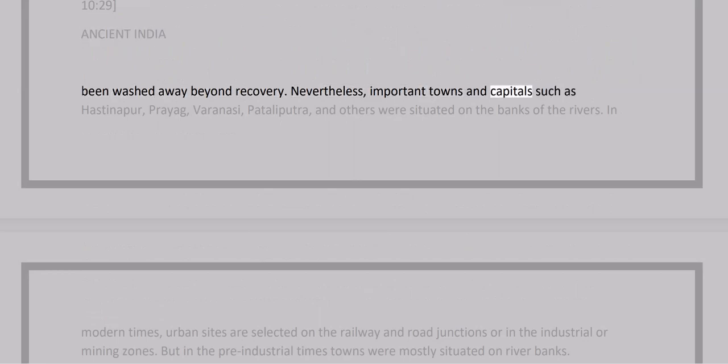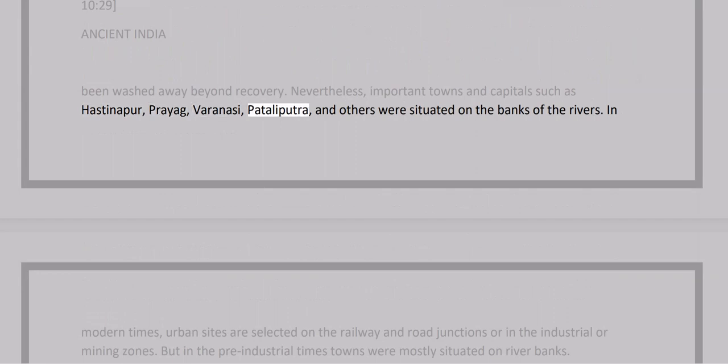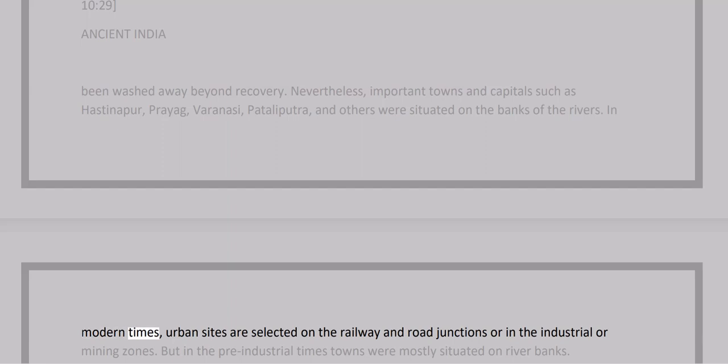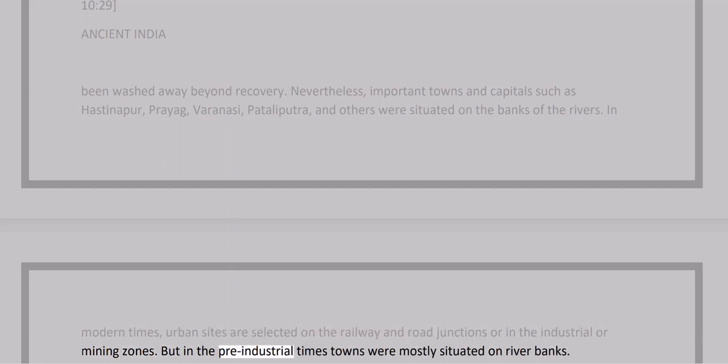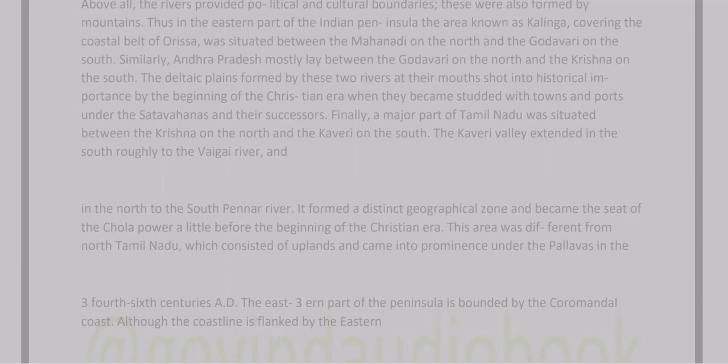Nevertheless, important towns and capitals such as Hastinapur, Prayag, Varanasi, Pataliputra, and others were situated on the banks of the rivers. In modern times, urban sites are selected on the railway and road junctions, or in the industrial or mining zones. But in the pre-industrial times, towns were mostly situated on river banks. Above all, the rivers provided political and cultural boundaries. These were also formed by mountains.